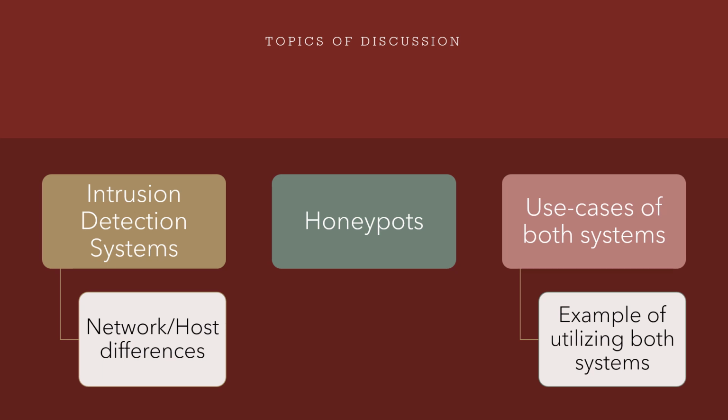When we look at intrusion detection systems, I'm going to be looking specifically at the network and host differences between the two types. Following that, of course, is going to be honeypots. And then afterwards, I'm going to be diving into use cases of both systems, and I'll also be going through examples of utilizing both systems and a research paper which looks to combine both of these devices to prevent denial of service attacks on a server.